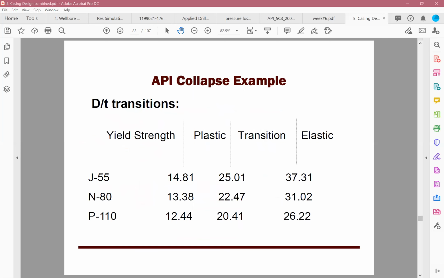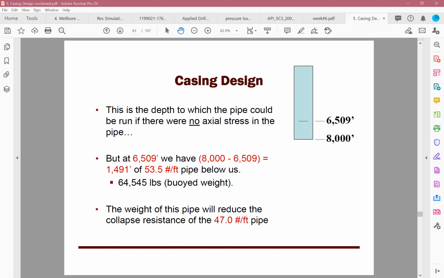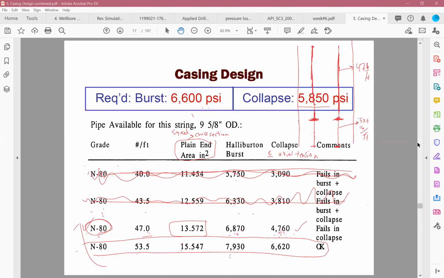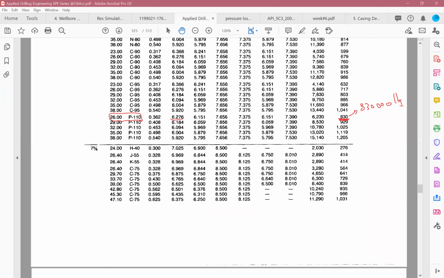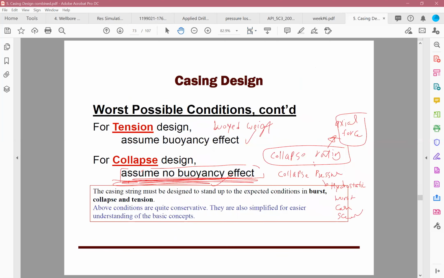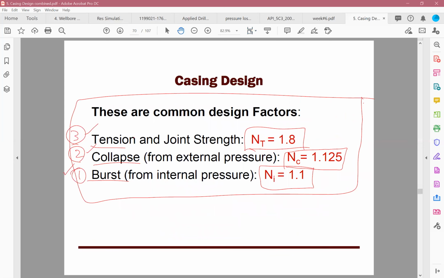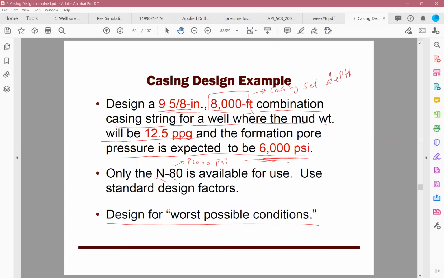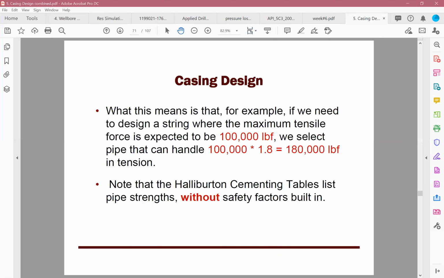And then you need to decide which type of collapse you are in. Are you in the yield strength collapse, plastic, transition, or elastic, right? And that is calculated based on the outer diameter to the thickness ratio. Remember, we talked about this, right? And if you go to the tables, I'm not sure if we have it here. No, this is a short table, so it doesn't show everything, but we can go here to the N80 casing, and that is 9 5/8, right? Go back up to the example. That is 9 5/8 N80 casing, right?